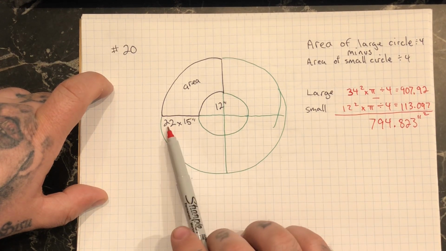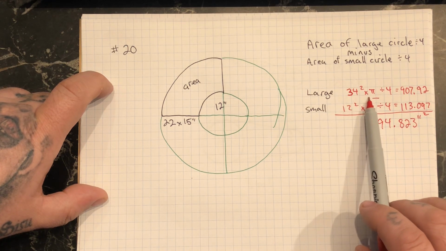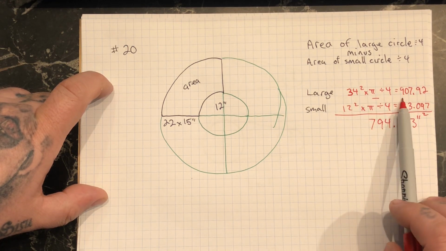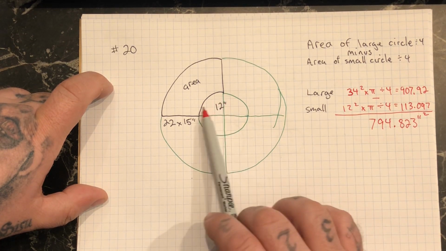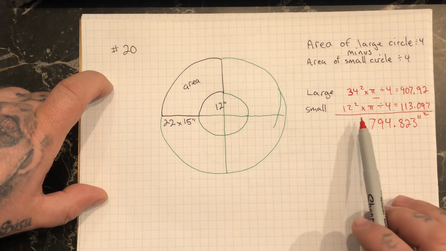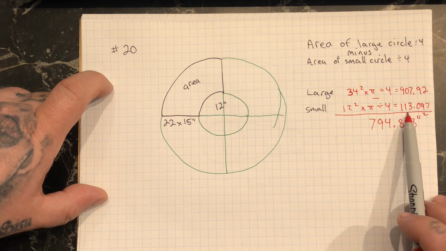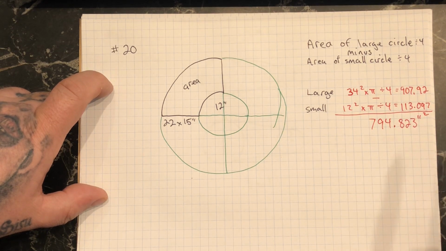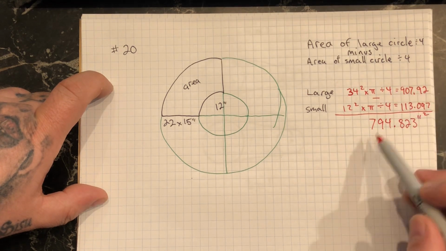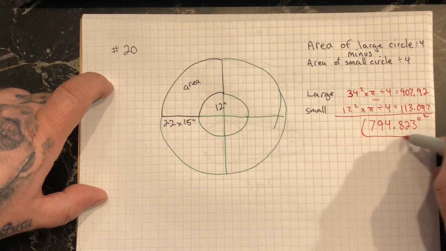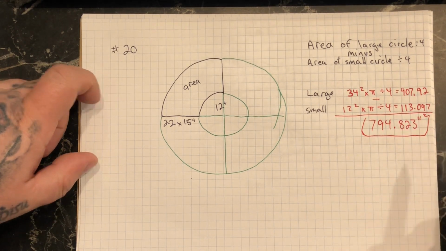So the large one, 22 plus 12 is 34. So 34 squared times pi divided by 4 is 907.92. The small one is going to be 12 as the radius. So 12 squared times pi divided by 4 is 113.097. So this one subtracted off of this one gives us a total answer of 794.823 square inches.